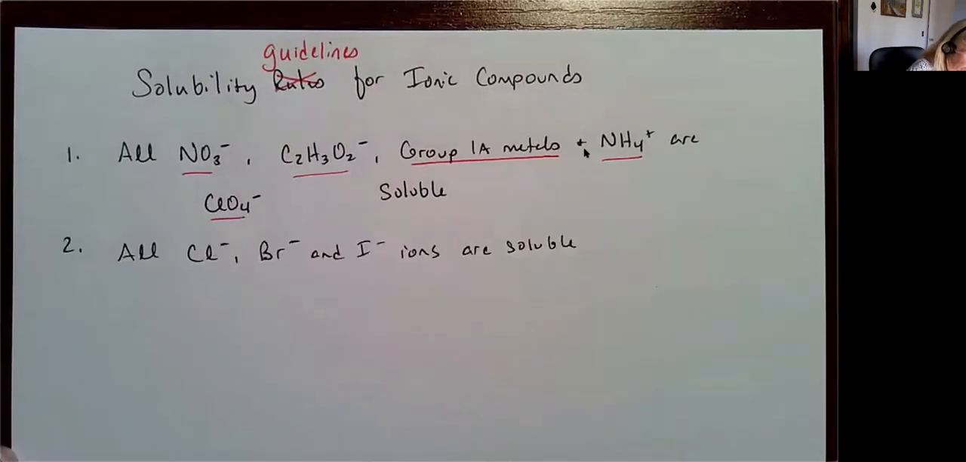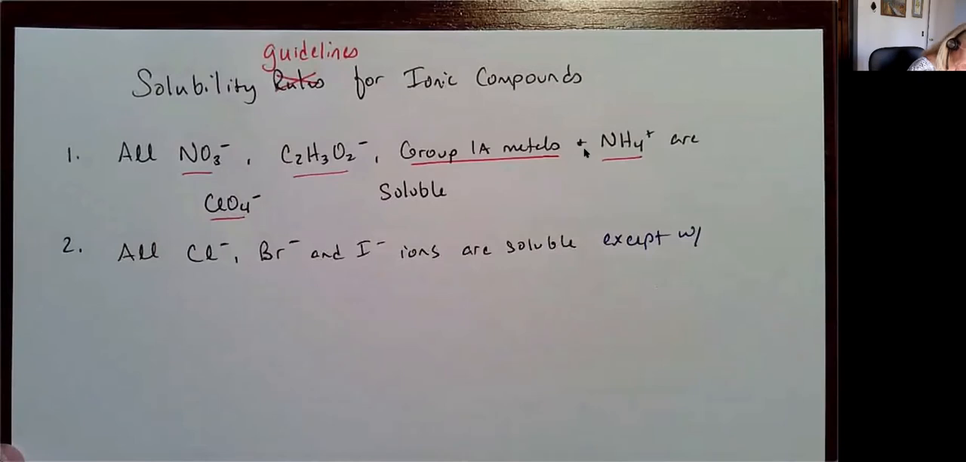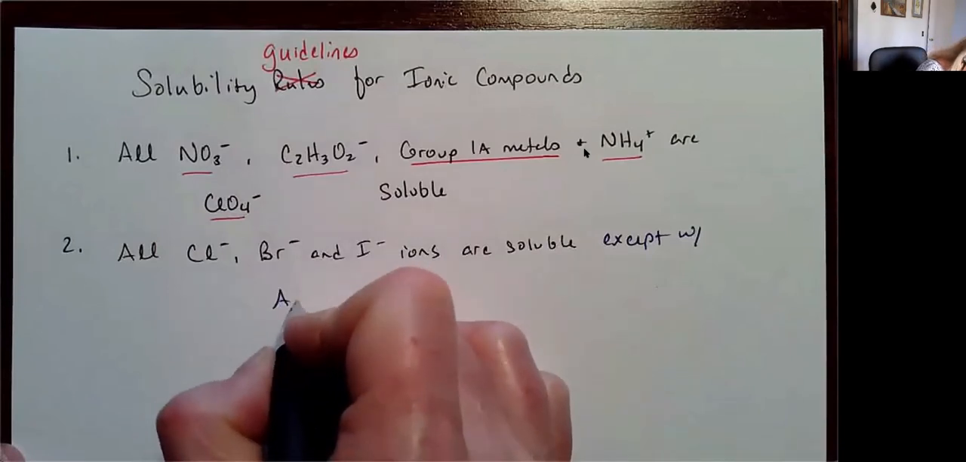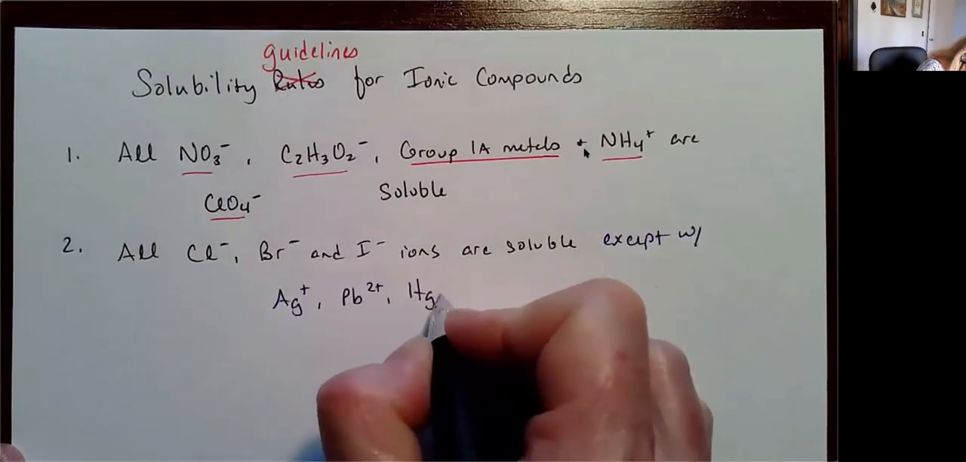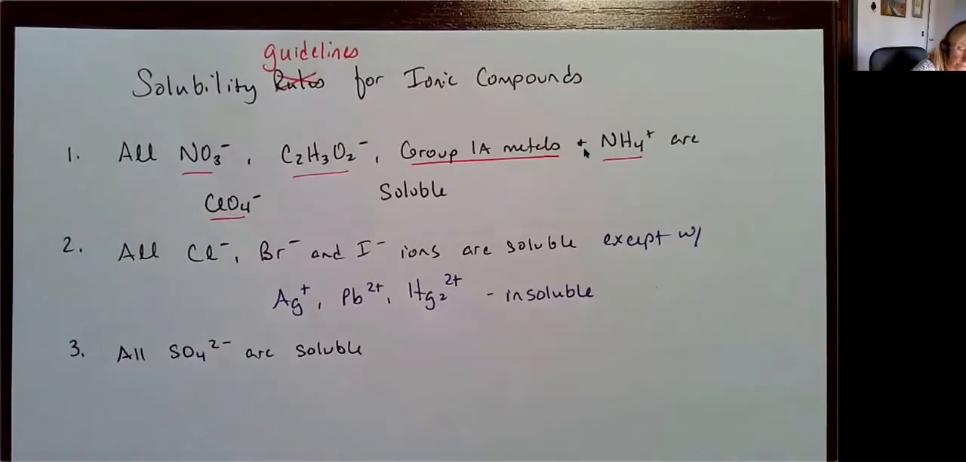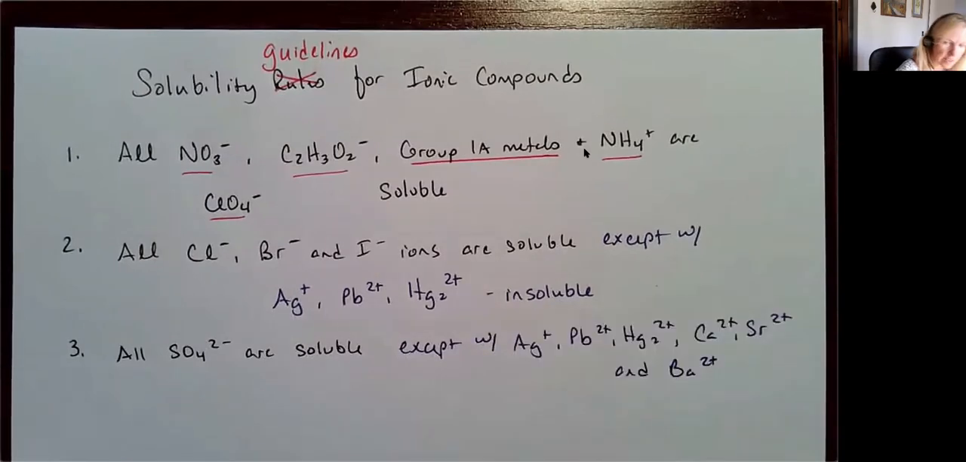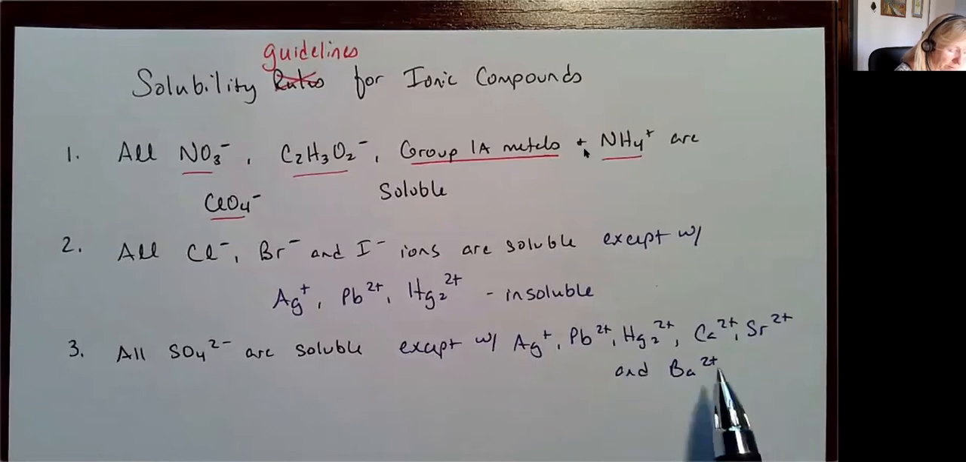So in this one I have chlorine, bromine, and iodine. Those are going to be soluble except with the following metals: silver, lead, and mercury. Then these are going to be insoluble. So all sulfates are soluble except with the same three offenders, silver, lead, mercury, but I'm also going to add in calcium, strontium, and barium. These are going to be insoluble.